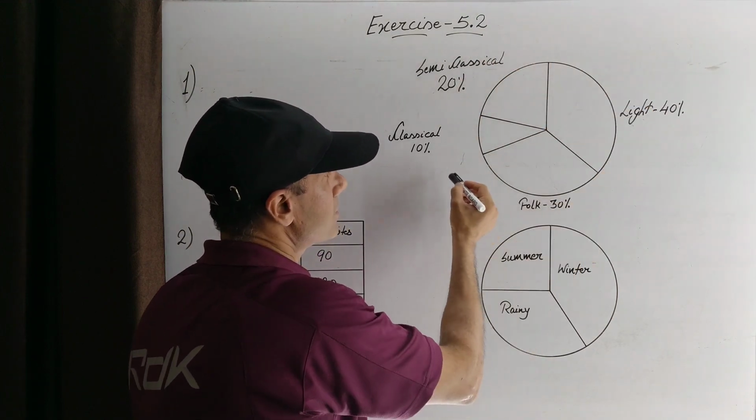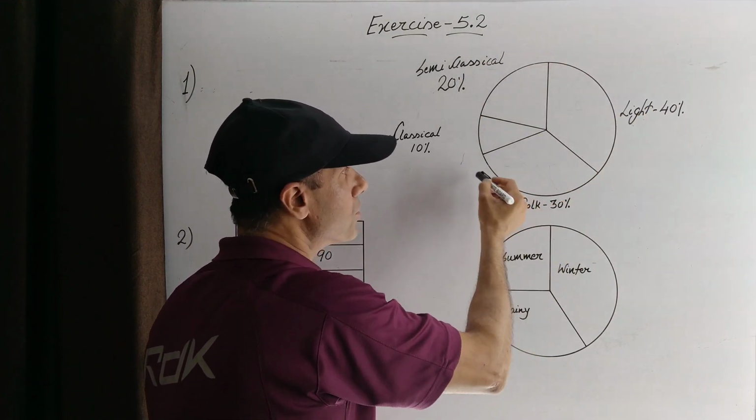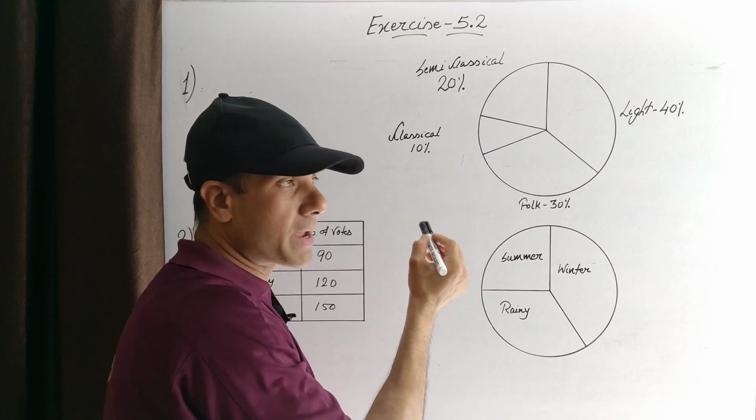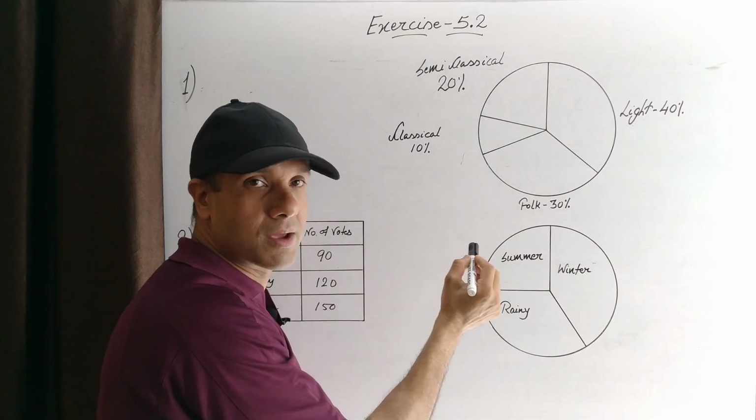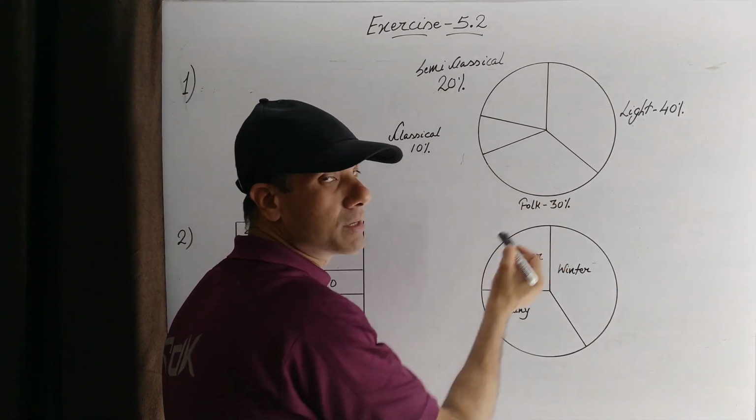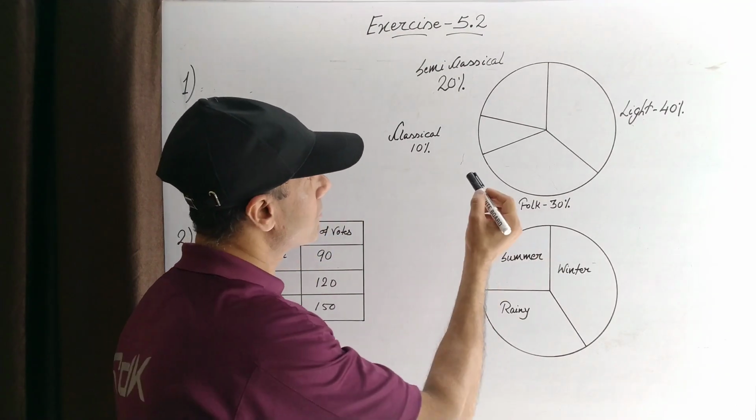All the data when represented constitute the whole of the circle and hence they are parts of it and can be represented in percentage, which is out of 100.